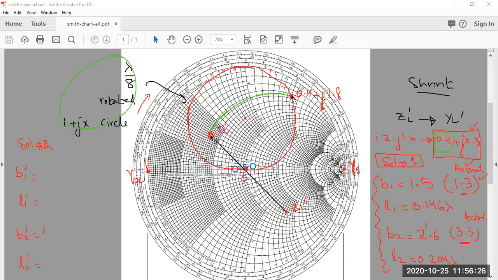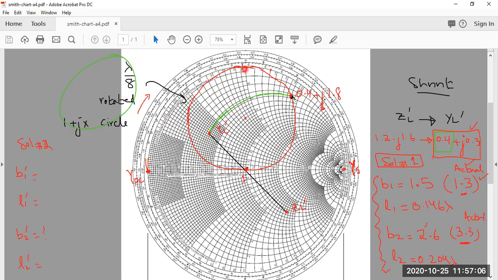And I also roughly find out that this YL dash is equal to 0.4 plus J 0.3, because if you locate this, this is 0.4, and if you locate this, this is almost 0.3. In the first solution, my goal was how to move this point so that we are on this rotated circle that I have drawn. So in the first solution, I moved in this direction and I arrived at this point. And then using this, I found B1 to be equal to 1.5, or the actual value is 0.1.